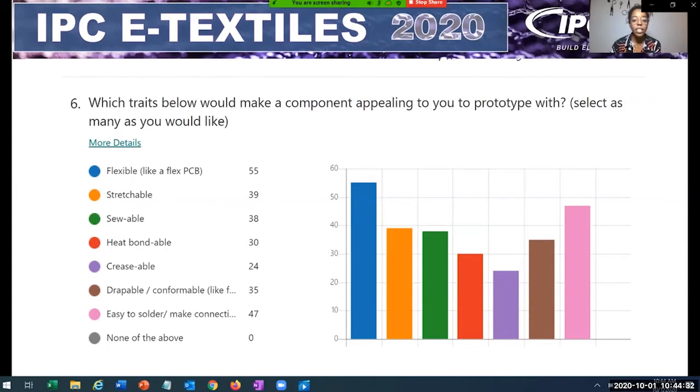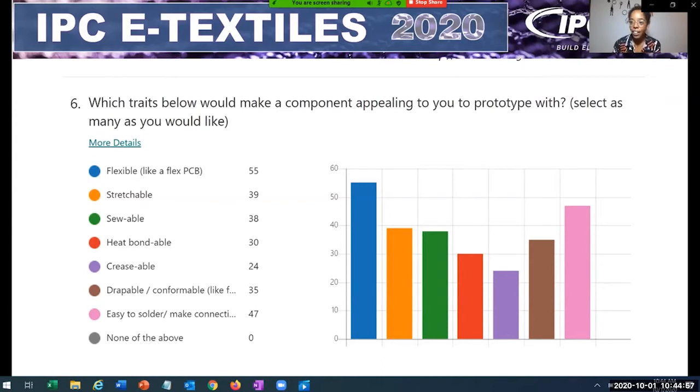And we found that the top trait people are interested in for parts to prototype with is flexibility, like a flex PCB. Secondarily, we found that they want them to be easy to solder and make connections with. After that, they'd like them to be stretchable, sewable, heat bondable, additional features. But something that we thought was really interesting was how much flexibility mattered to people.